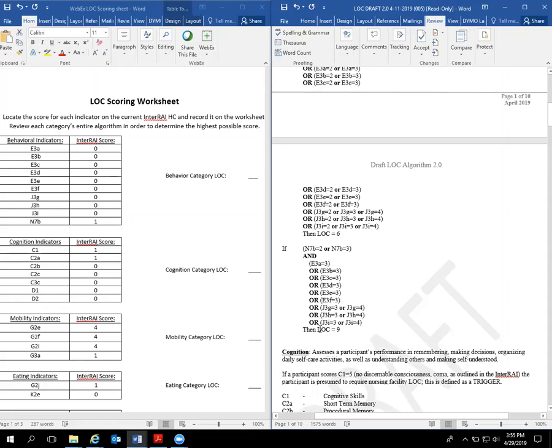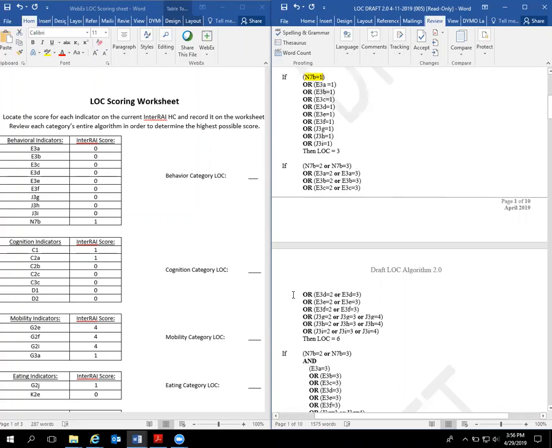In order for the participant to meet level of care equals 9, he would need to have N7B equals 2 or N7B equals 3, and one of these indicators in this bottom chunk. So we highlighted everything that the participant had on the enter-I. Since nothing in this level of care equals 9 is highlighted, we know that the participant did not have any of these indicator scores. So the participant does not meet the criteria for level of care equals 9.